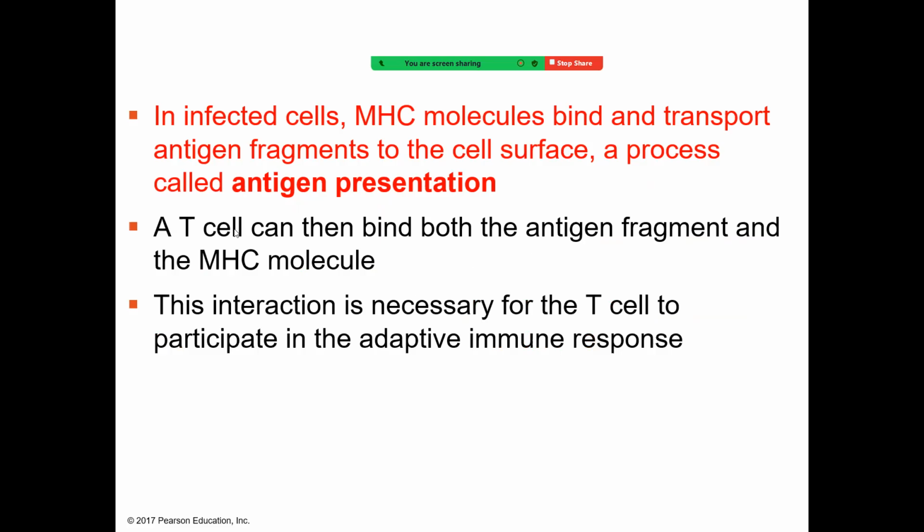So when a cell is infected, so say you are infected with some sort of bacteria or a virus, the cell will be taken over, right, by that virus, taken over by that bacterial cell. And what's going to happen is that cell is going to recognize that it's been infected, that it's been invaded, and MHC molecules will be generated. They're going to bind to antigen fragments that are processed inside of the cell, and then they're going to display the MHC molecule bound to the antigen fragment on the surface of the cell. This is called antigen presentation.